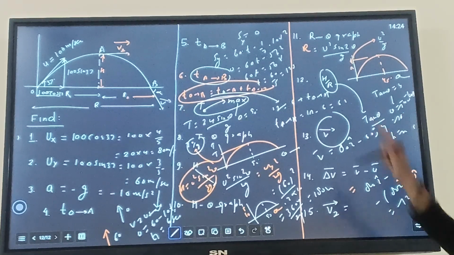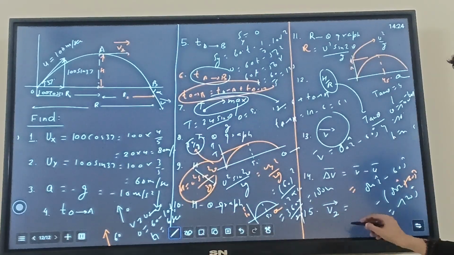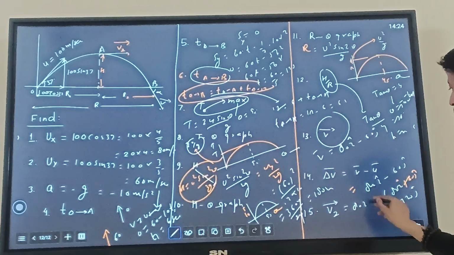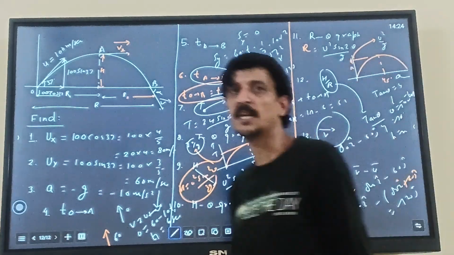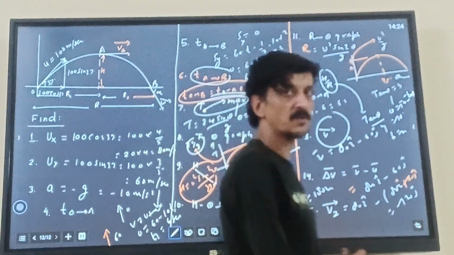And if you find the velocity at the topmost point, at the topmost point the vertical velocity is 0. So we have only the horizontal velocity, which is 80i. So these are the possible questions based on projectile motion.